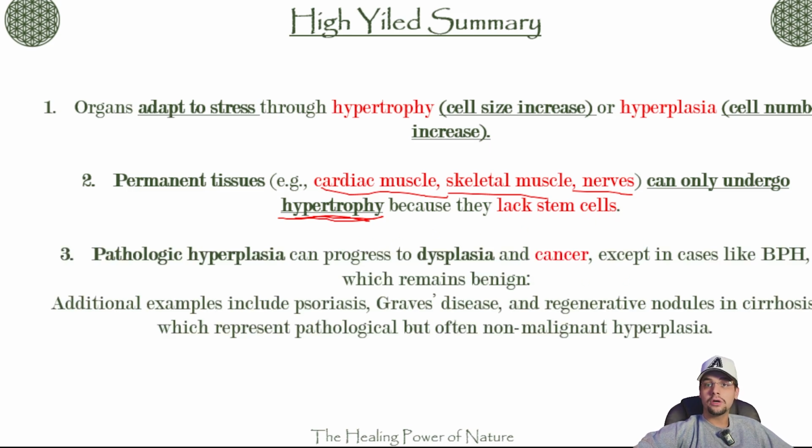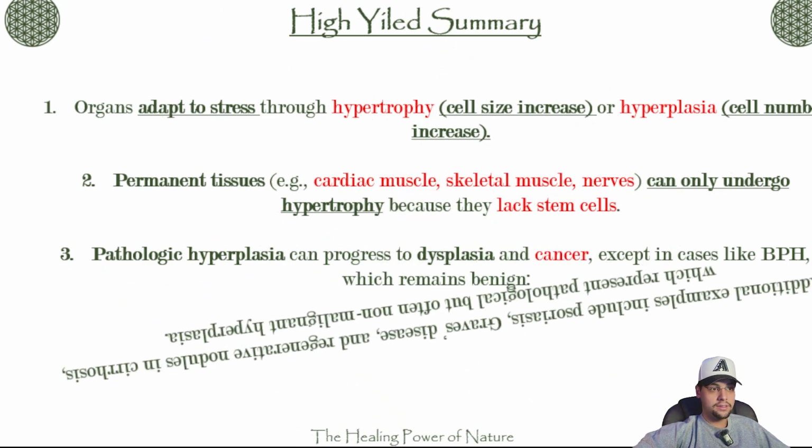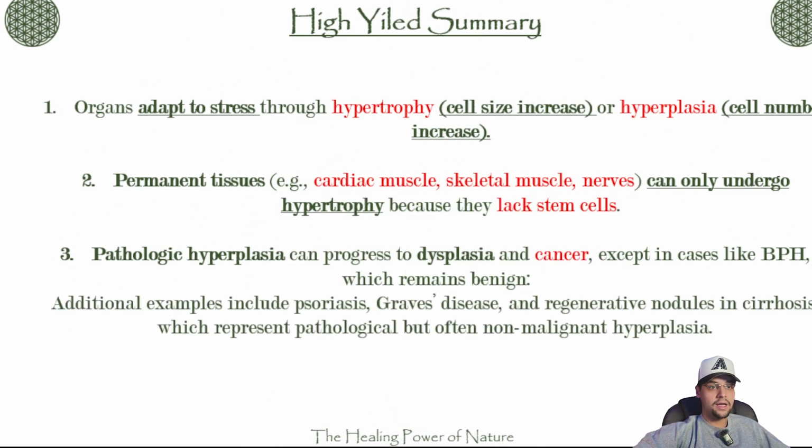So pathologic hyperplasia can progress to dysplasia, like we talked about, bad growth, which eventually, because it's bad, can lead to cancer. There are exceptions to this case, like benign prostatic hyperplasia, like we talked about, which remains benign. Additional examples like psoriasis, Graves' disease, and regenerative nodules in cirrhosis. These represent pathologic but often non-malignant hyperplasia.